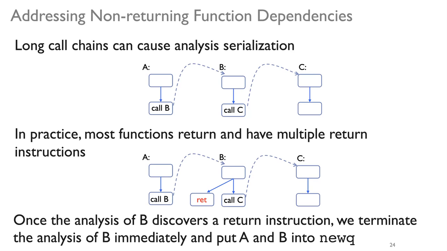We know that we cannot resolve this issue in general, but we have a strategy that works well in practice. In practice, most functions return and have multiple return instructions. As shown in the second diagram, B can reach a return instruction in a separate path. Once the analysis of B discovers a return instruction, we terminate the analysis of B immediately and put A and B into the new queue. Our algorithm will then immediately launch new tasks to analyze both A and B. This can minimize the chance of analysis serialization.